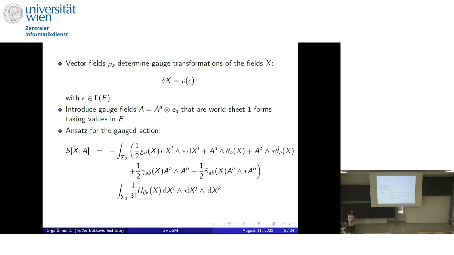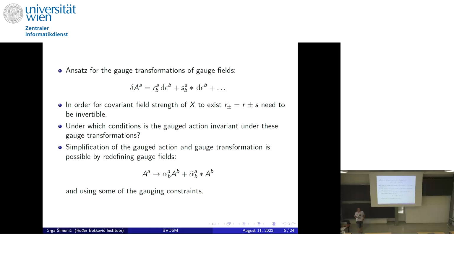And then we take the most general possibility for the gauge action. So we take the original action that had this metric term and the Wess-Zumino term, and then basically add up whatever we can inside. So all the combinations of dX and A. We make a similar ansatz for the gauge transformation of A. So delta A has the form of R times D epsilon, S times Hodge D epsilon, plus all other terms that we can add. I'm not going to list all of those because there are quite a few. They are not that important, really. But these two terms are interesting.